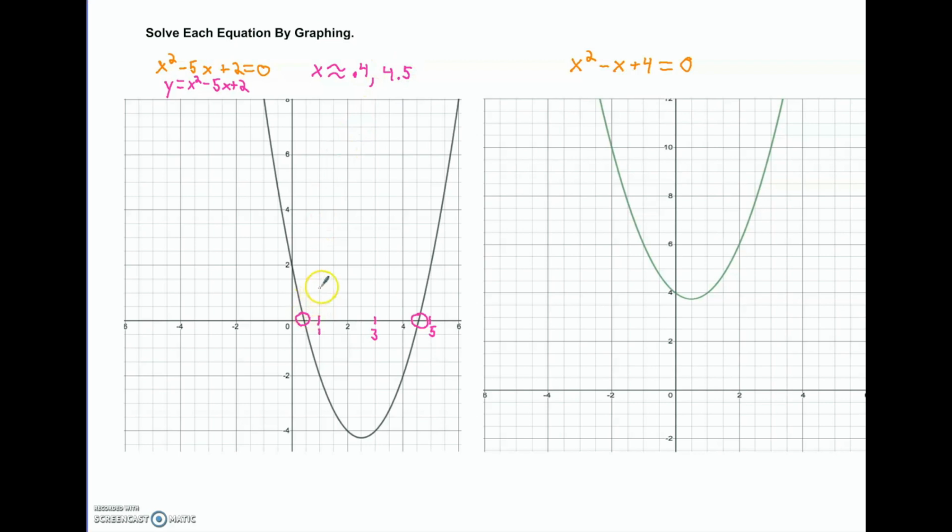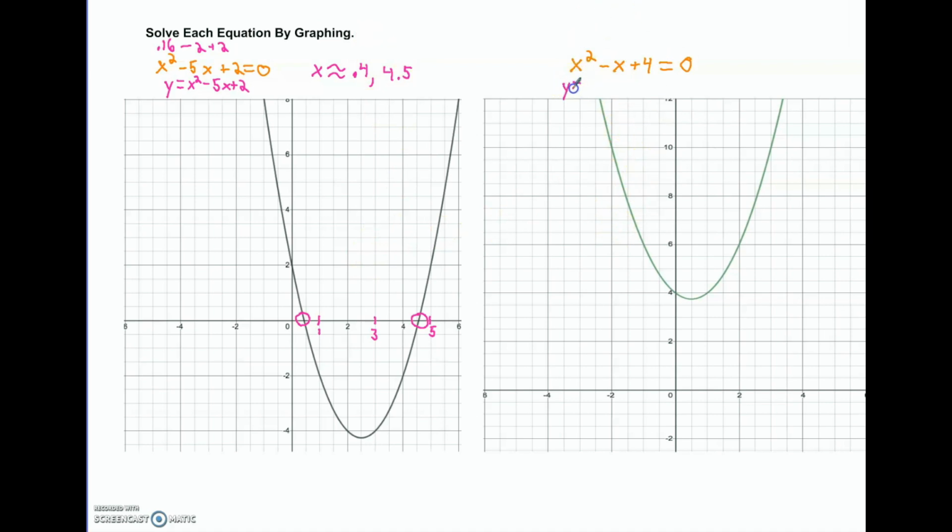So we don't know exactly what our values are. In fact, if you plug in 0.4 into this, you'll get roughly 0. Because 0.4 squared is 0.16, minus 5 times 0.4 is minus 2, plus 2, doesn't quite equal 0. You end up at 0.16, so it's roughly 0. So we know that's not the exact answer. So these are the approximations, and again, that's the shortcoming of graphing.